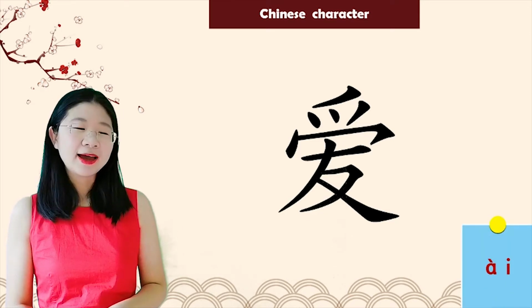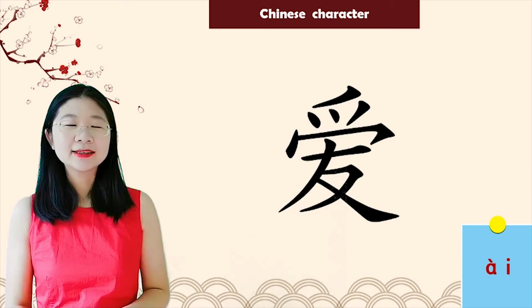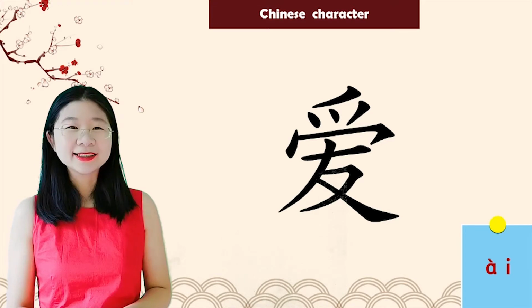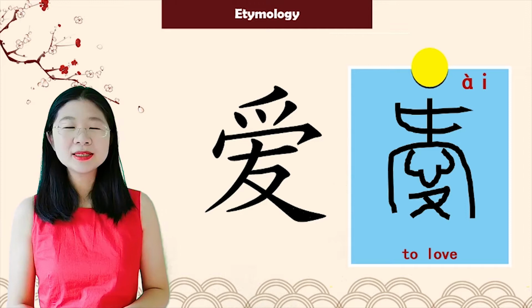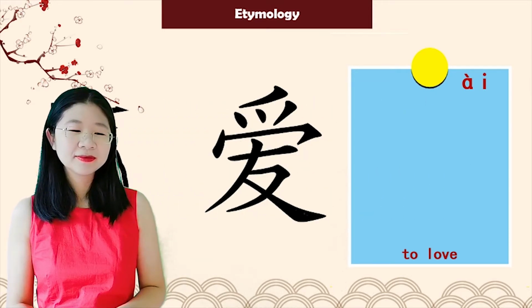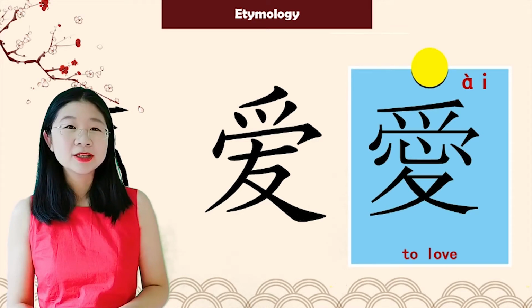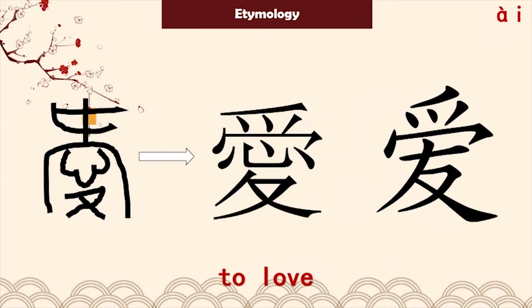This is "I". Now let's see what this character was originally like. It's like this. It means to love. And the traditional Chinese character of "I" is like this, so it's different from the simplified character. This is the development process of "I".